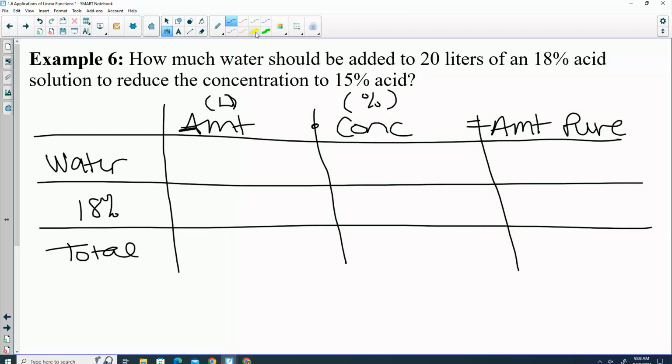0%? So it starts out, how much water should be added to the 18%? So I know I'm mixing together my water and 18 to reduce the concentration to 15%. 15 is what I want in the end. So, water. If you go get a drink out of the water fountain, what percent acid is that water? 0. What my 18, what would I put for my concentration?